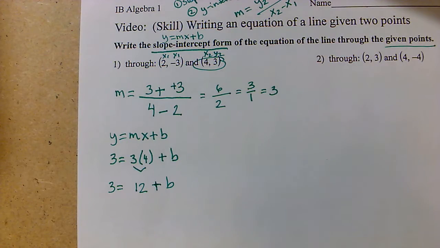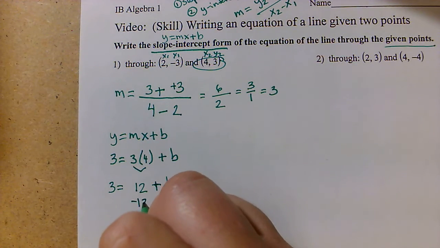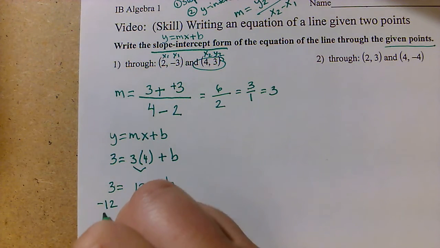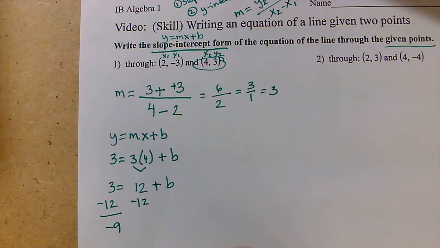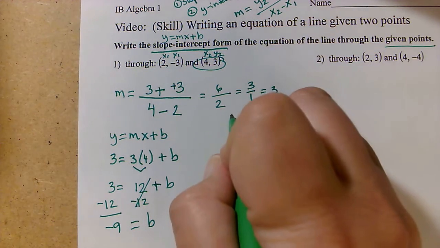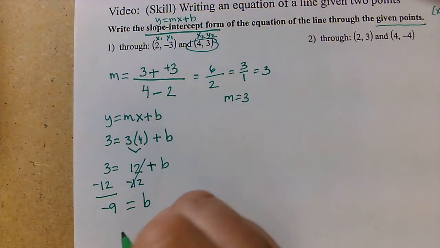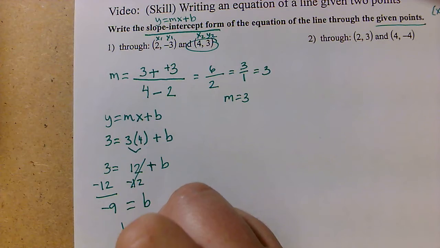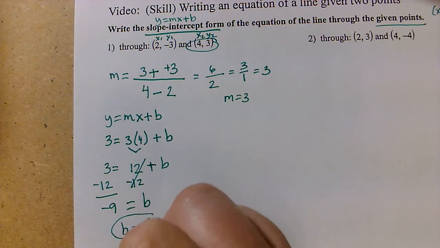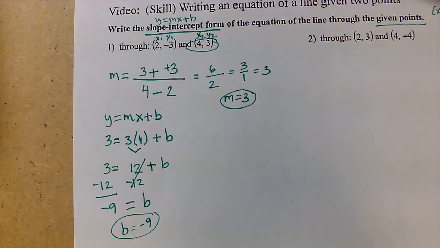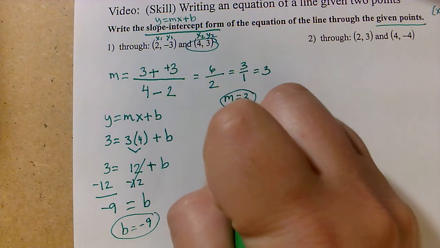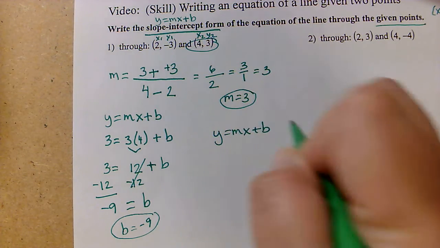Then we're going to do our inverse operations. We're going to subtract 12 from both sides. 3 minus 12 is going to be -9, and that's going to be equal to, that will cancel out, that will be equal to b. So we have our m up here, which was 3. We have our b down here, which is -9. And our last step is going to be to take this b, which is -9, and this m, which is 3, and plug it back into the y equals mx plus b equation, and write our final equation.